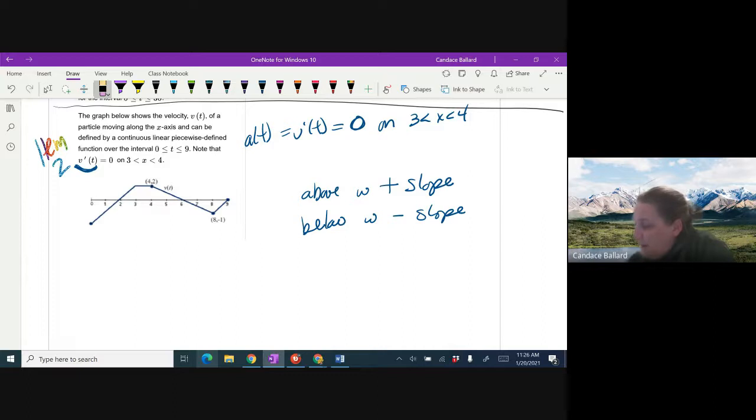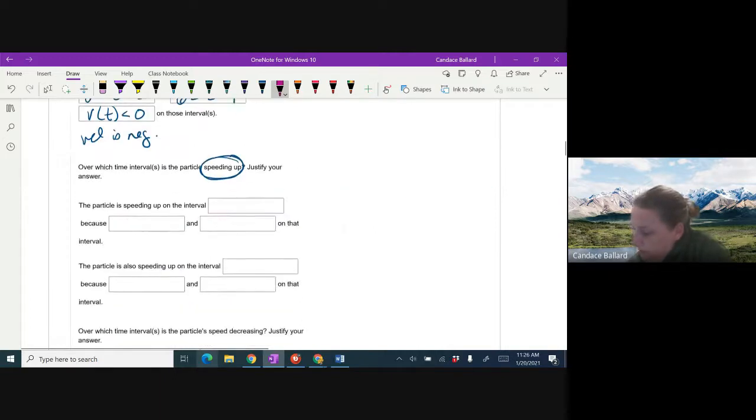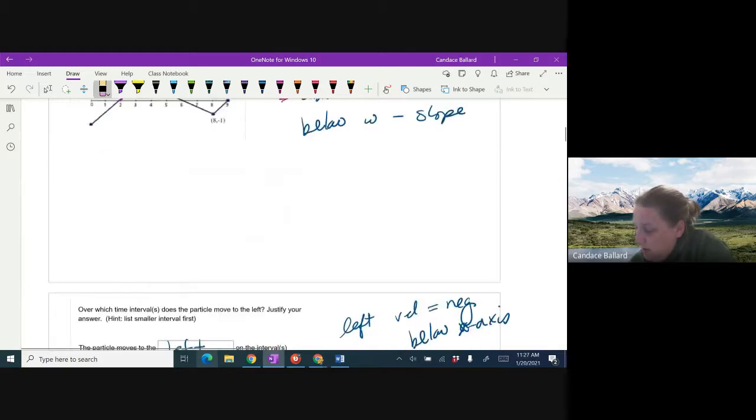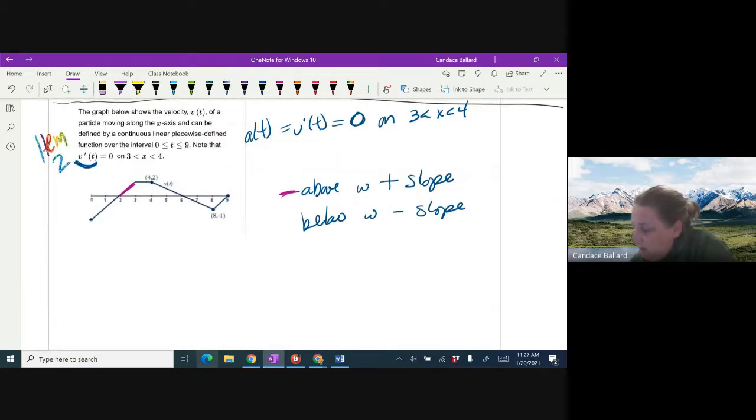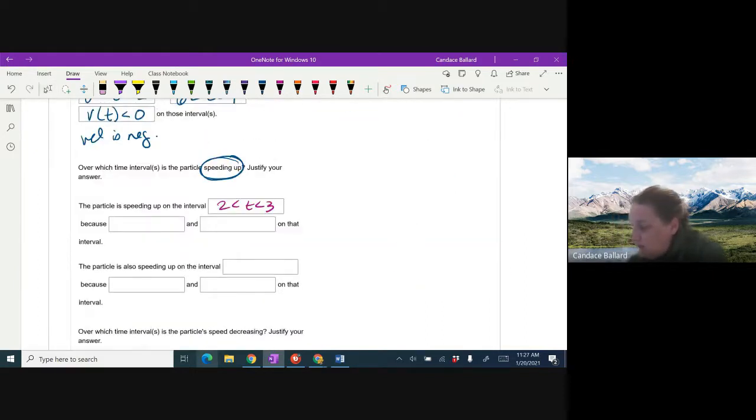So I'm looking above the axis with positive slope. This is my first one. Above with positive. There's no other above with positive. So I know one of my intervals is 2 to 3. 2 less than T less than 3. Okay. And I would say speeding up, on the interval, I'm going to go here is where that should have gone, right? All right. And then let's see if there's any negative in below. Negative and below. Oh, there is a negative in below. I wonder why I didn't include that one. Oh, wait, is there another negative, another thing? Yes, there's another thing. So there's another set of intervals there.